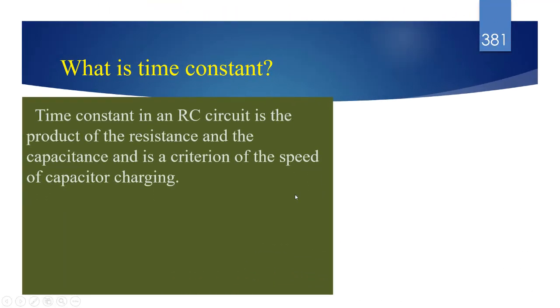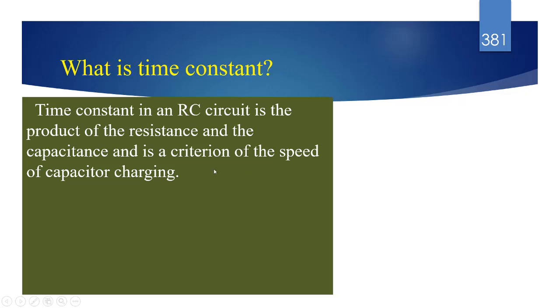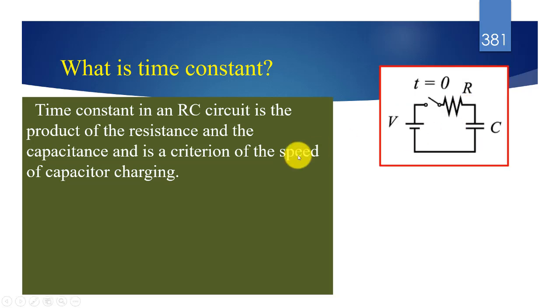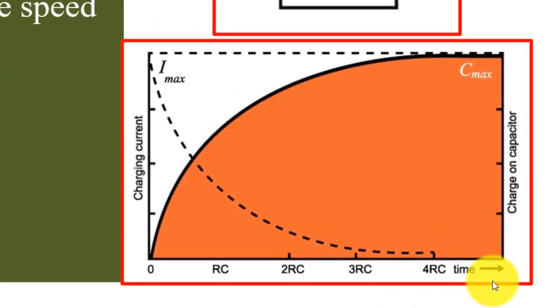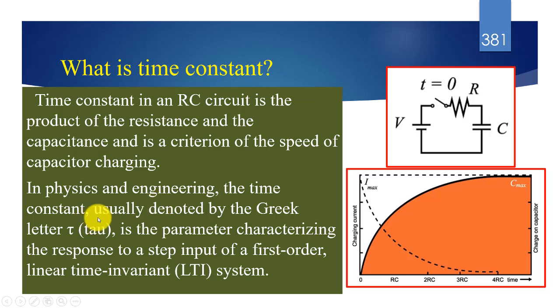What is a time constant? The time constant in an RC circuit is the product of the resistance and the capacitance and is a criterion of the speed of capacitor charging. R times C, charging current, time, charge on capacitor, decreasing of the current. In physics and engineering, the time constant, usually denoted by the Greek letter tau, is the parameter characterizing the response to a step input of a first-order linear time-invariant (LTI) system.